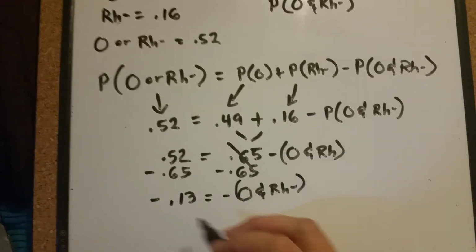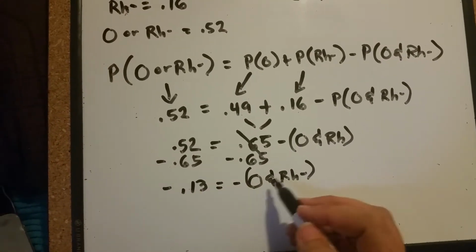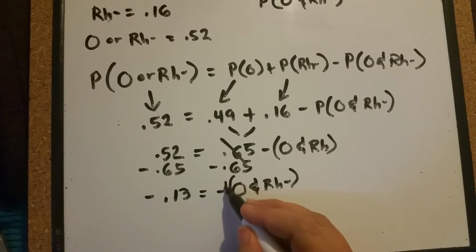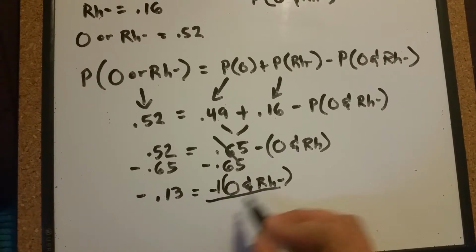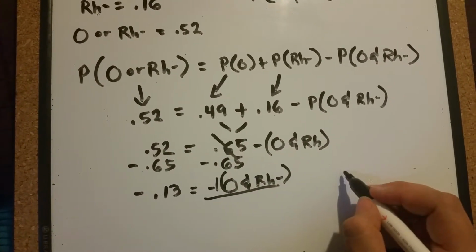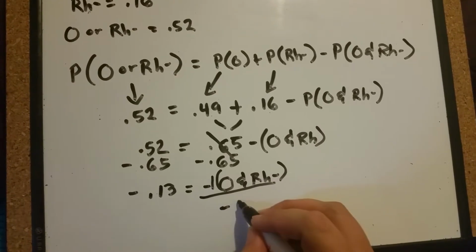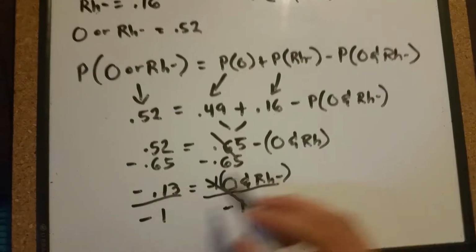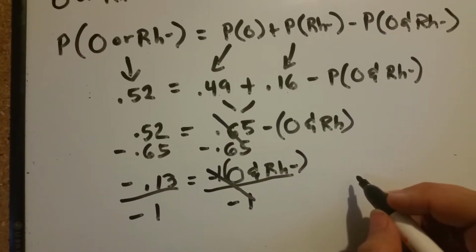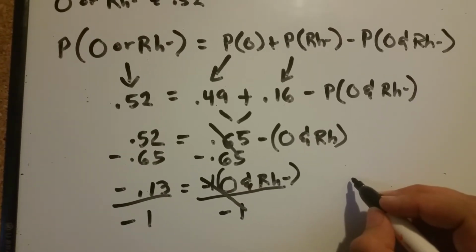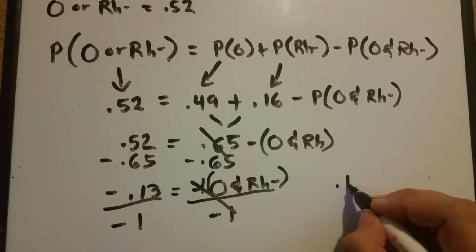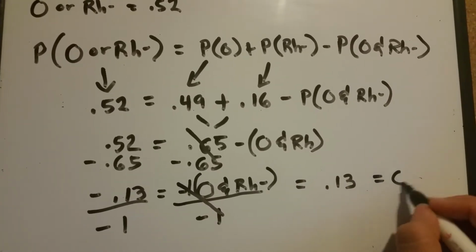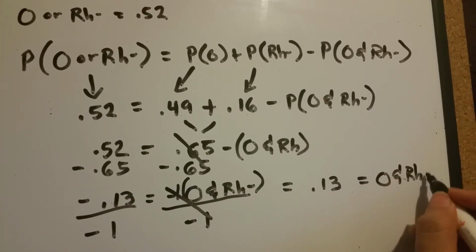Okay, so this can't be a negative, and it's not alone yet. There's a negative 1 with this. So we have to get rid of that negative, and since it's a multiplication thing, we have to do division. So negative 0.13 divided by a negative 1 turns it into a positive 0.13, and that equals O and Rh negative.